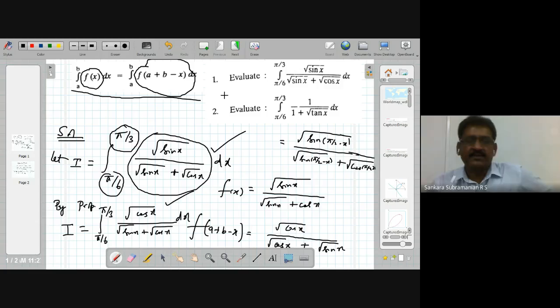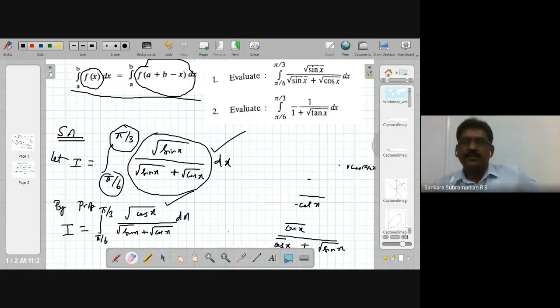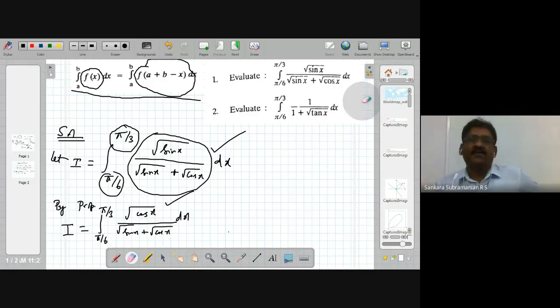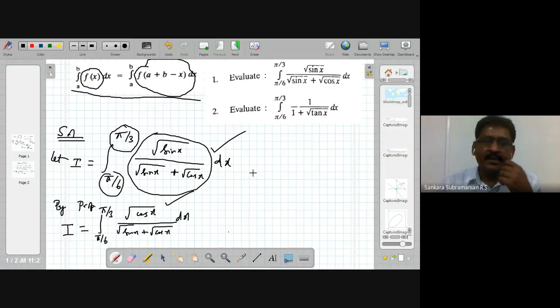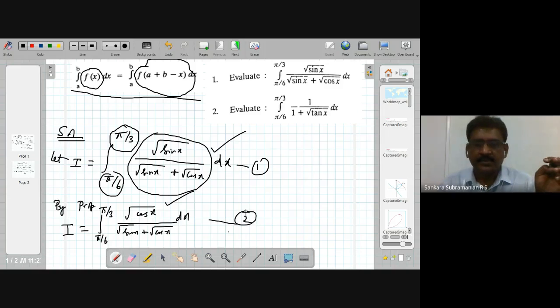So this is also equal by this property. Now what can we do? Tell me easily for the answer. I plus I equals, what should we do? Add, that's all. So you can take this as equation number 1. This is also equal to I. So this I we can take as equation number 2. Just adding 1 and 2. Adding equation 1 and 2.